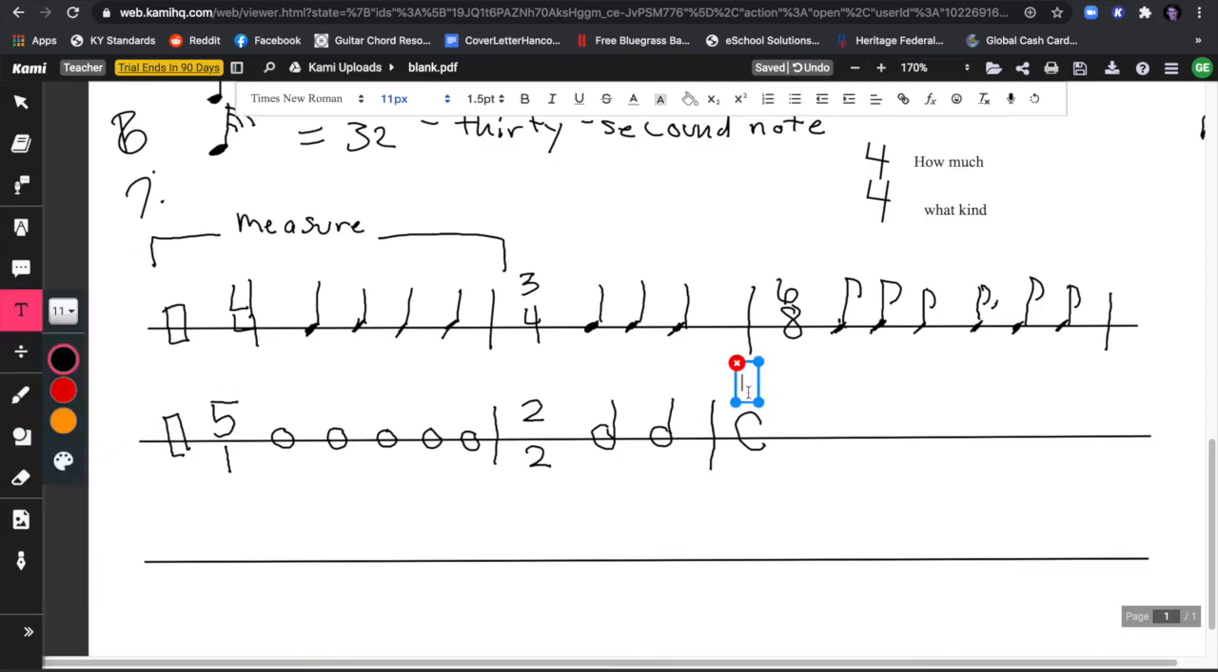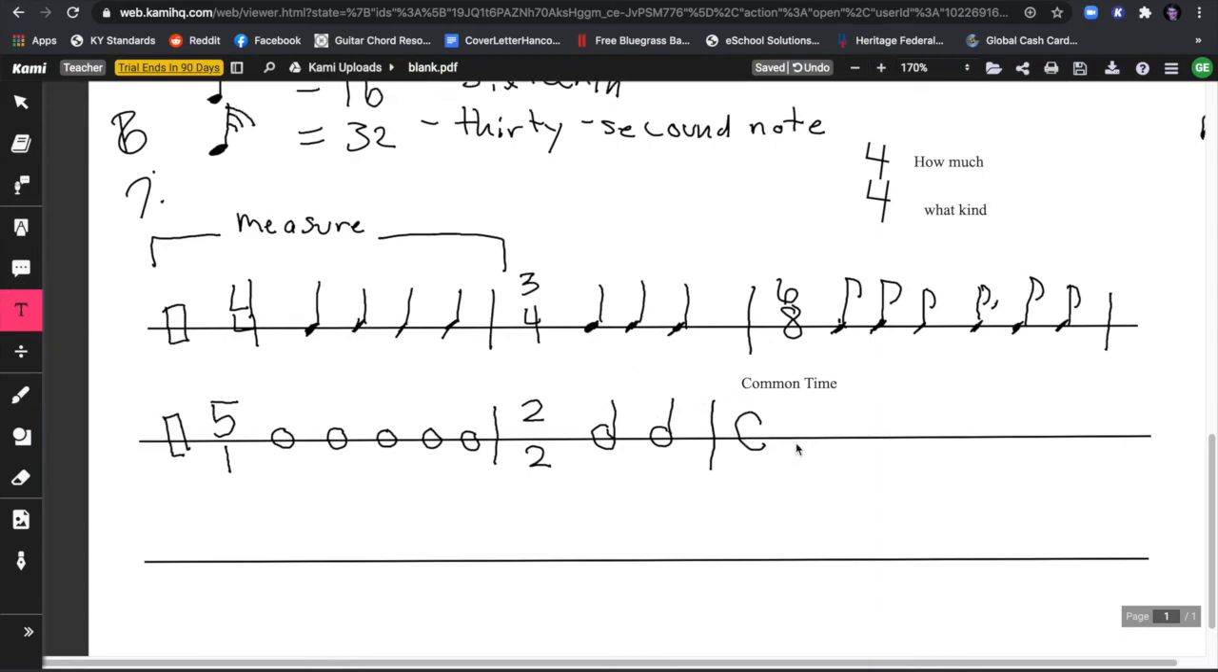And you're probably asking, how do you know what's common? Well, if you listen to everything on the radio, it's in this time signature right over here. This is the one we're probably going to be composing most of our music in. And that is 4, 4. 4 quarter notes per measure. So let's write that in here. 4, 4. So if you see a C, it means common time. 4, 4.